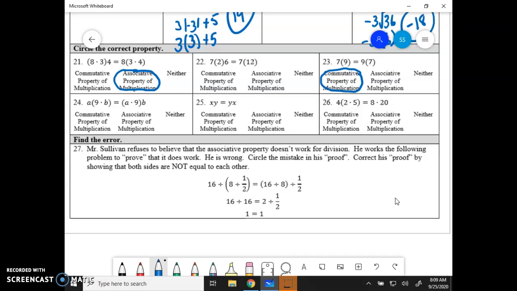The error is not here. You might look at this and say, that ain't right. But 8 divided by 1/2 is 16. Here is the actual mistake, is showing that 2 divided by 1/2 is 1. 2 times 1/2 would be 1. 2 divided by half is 4. So there's his error there.